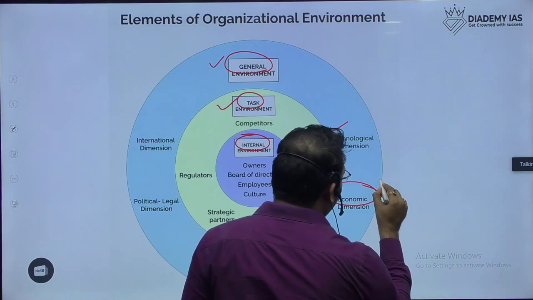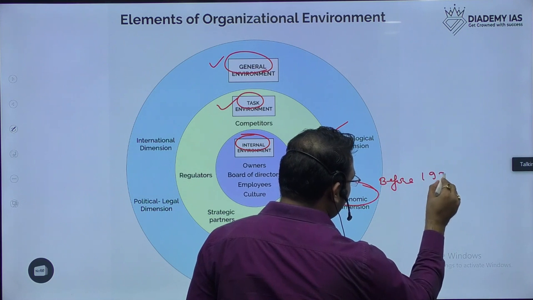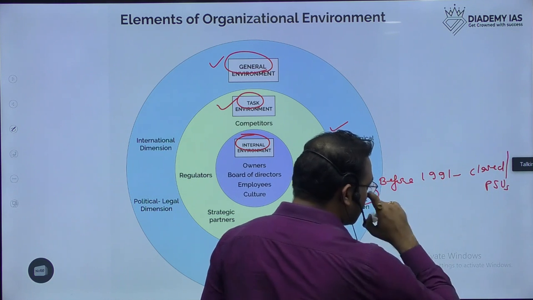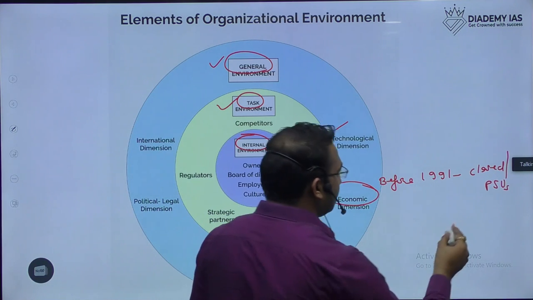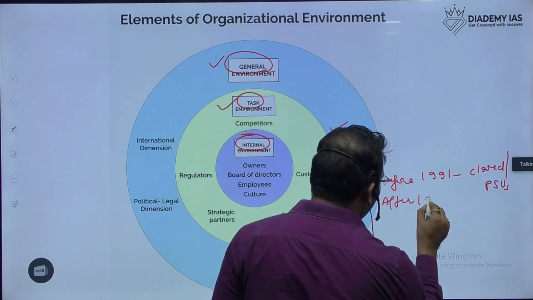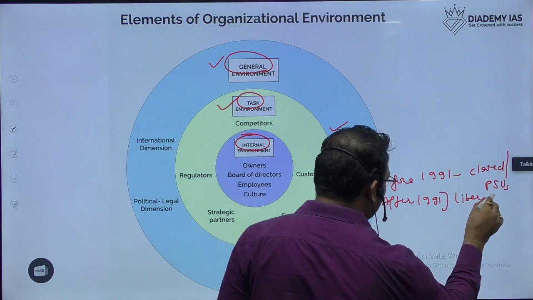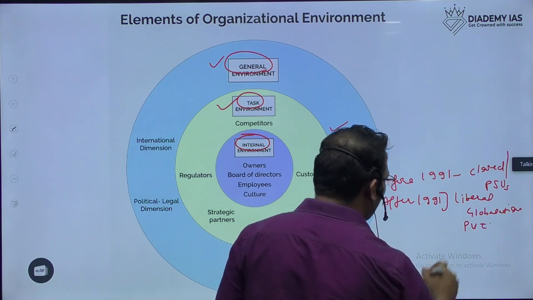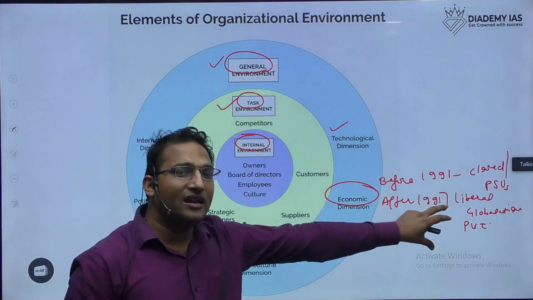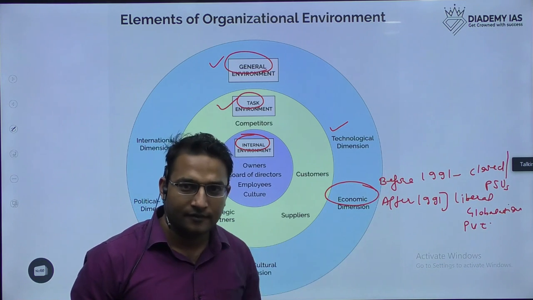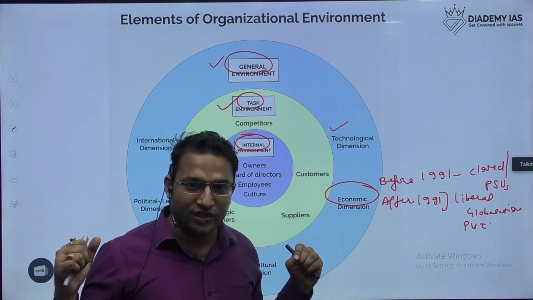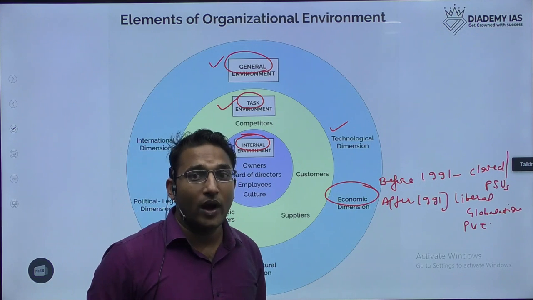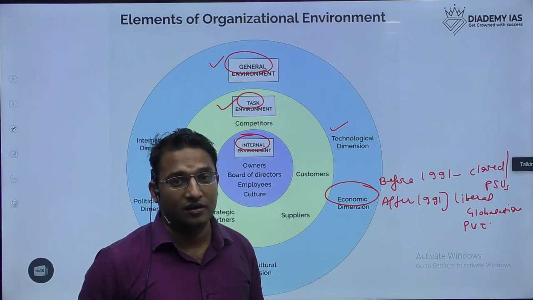Here you can give the example, like before 1991, we were having the closed economy, and most of the economy was under the PSUs, right? And after 1991, we are free, liberal, globalized, right? And there is more role of the private sector, right? So this is again resulting into impact upon the organization, because now organization can think about expanding their operations outside India also. Accordingly, they have to change their culture, they have to change their structure, they have to adapt to the technology which is available in the globalized world, right?